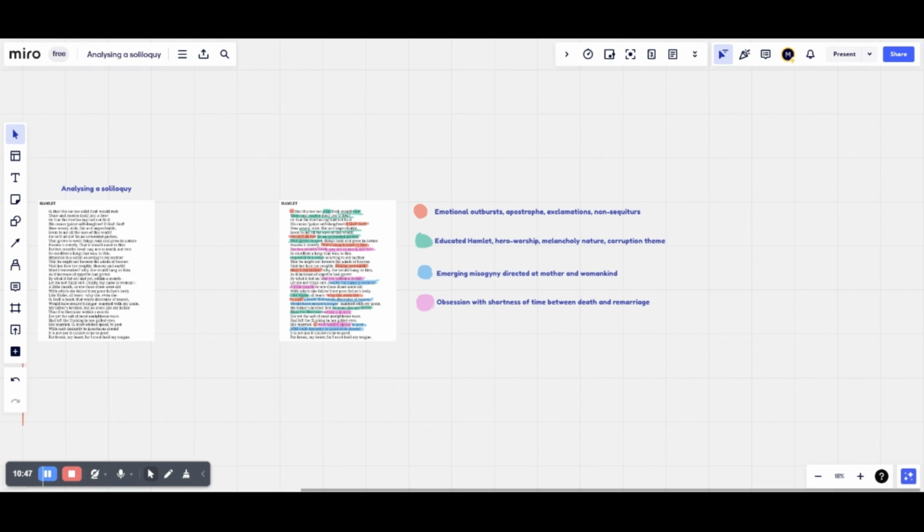Of course, we would be zooming in and analyzing some of the language, or using words like apostrophe, or exploring themes or critical concepts like misogyny or melancholy, which is a big Renaissance concept as well that you could explore. Do have a look at The Anatomy of Melancholy by Robert Burton, which is a text that I think postdates Hamlet, but shows us what Elizabethan or Jacobean thought was on this theme.